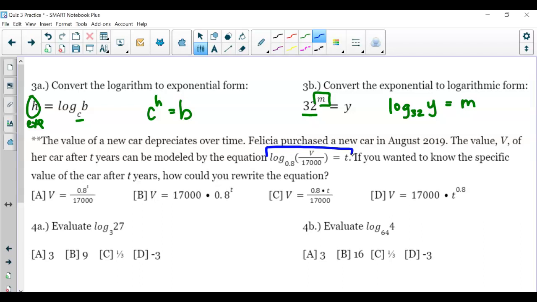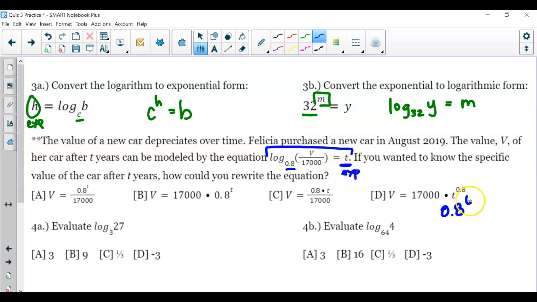If you wanted to know the specific value of the car, how could you rewrite it? Well, notice how we're solving for V. Now, keep in mind, this is a double-starred question for those who wanted to try it. Well, first off, I need to rewrite this as an exponential, right? So I have my log base 0.8. So the base for the exponential is going to be 0.8. So here, let me erase this. So the exponential is going to be 0.8 raised to the, well, remember, right, the equation was always equal to the exponent, which in this case is t.